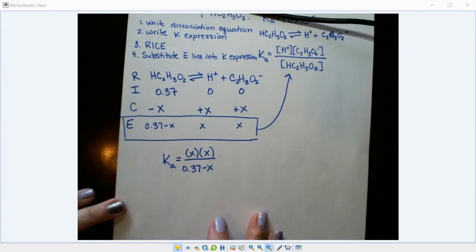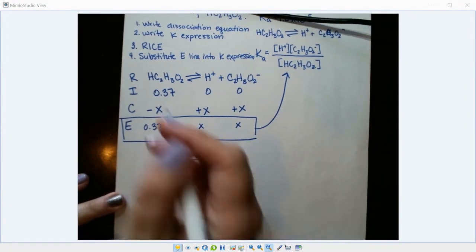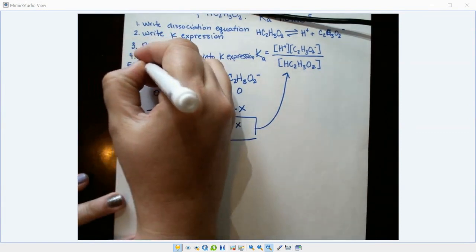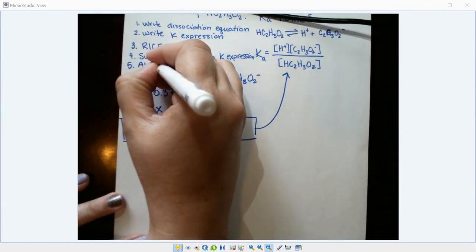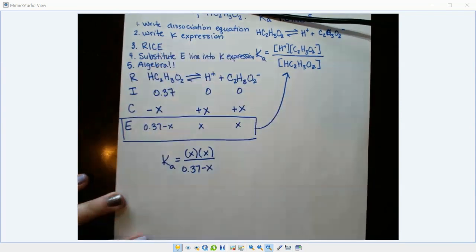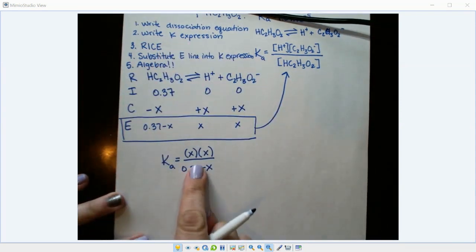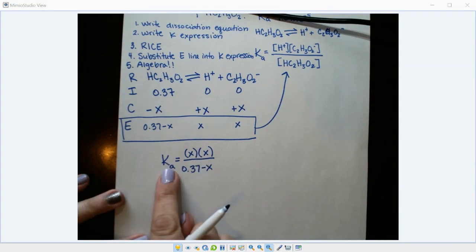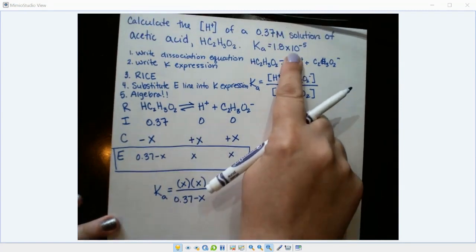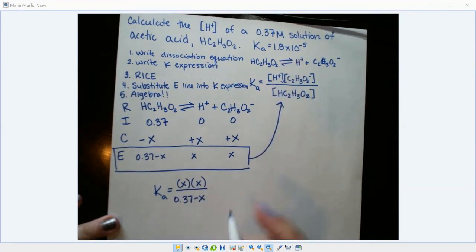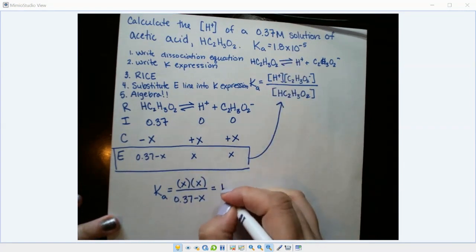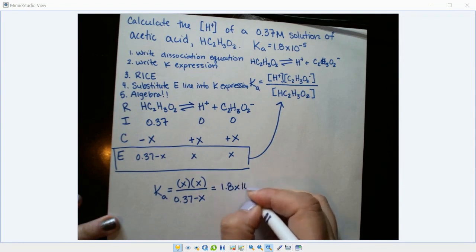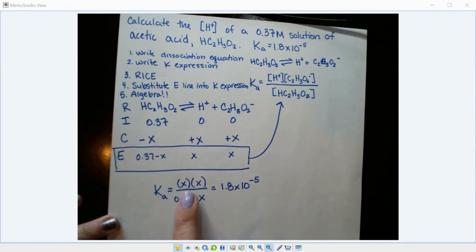And then two things here. We are going to use a little bit of algebra. That's our last step, algebra, meaning we're going to solve for x. And in order to solve for x, I've got to know what K is. Well, I already told you what K was. So I can take all of this and set it equal to that K value, because I know what that number is. So now I have x times x over 0.37 minus x equals 1.8 times 10 to the negative 5.